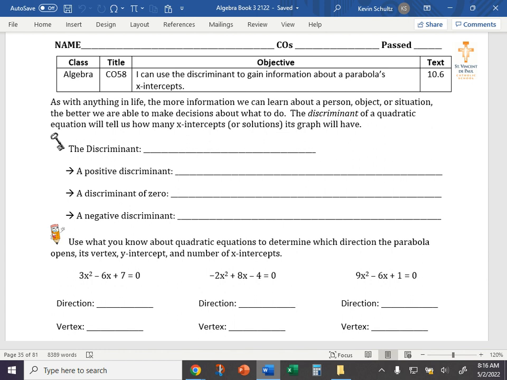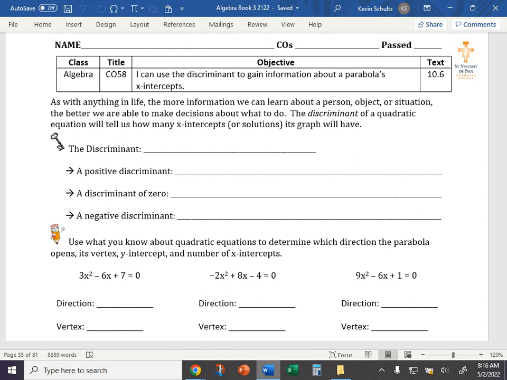Two. Why? Because the parabola can loop around. Right. The parabola comes down, crosses the x-axis, and goes back up again. Or it goes up, crosses the x-axis, and goes back down. So you always have to be open for there being two solutions or two x-intercepts to a parabola.